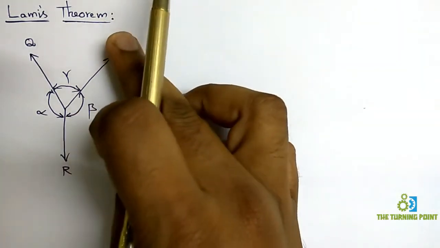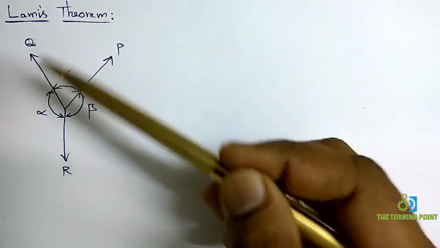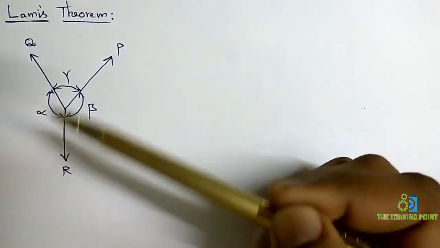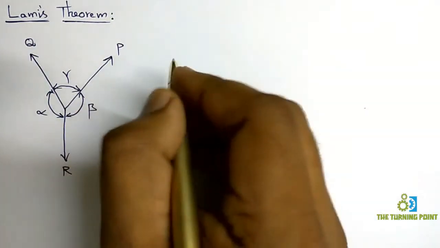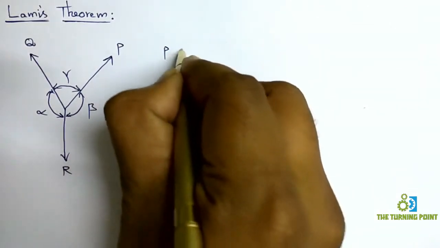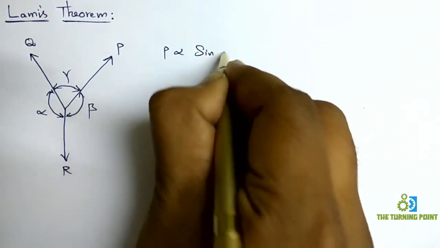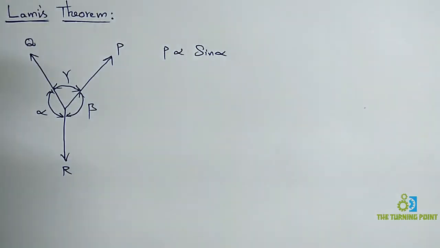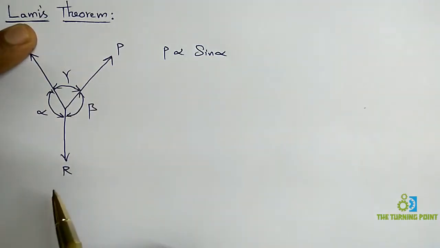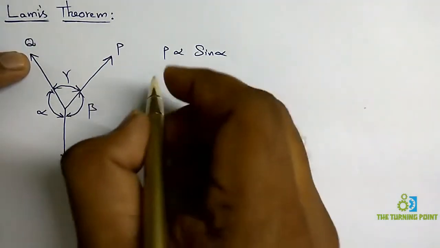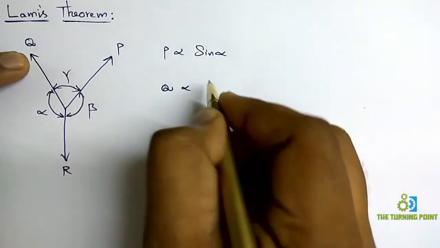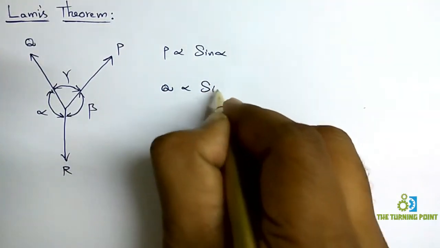Close P. When you close P, you are able to observe the two forces Q and R. The angle between those two is alpha. So P is directly proportional to sine alpha. Now consider Q. Close Q. The remaining two forces are P and R. The angle between those two is beta. Therefore, Q is directly proportional to sine beta.